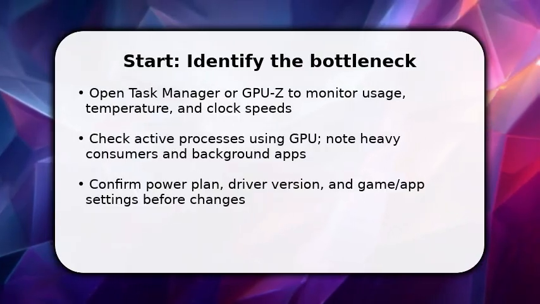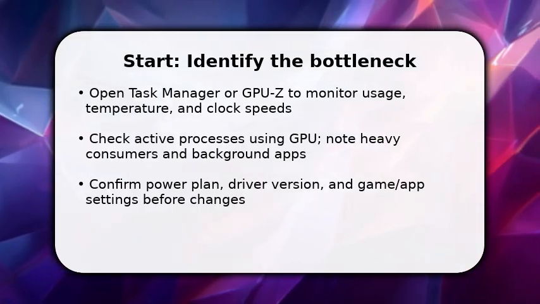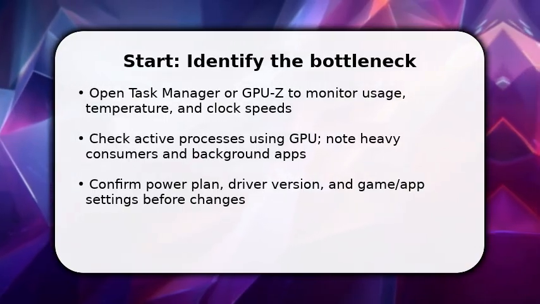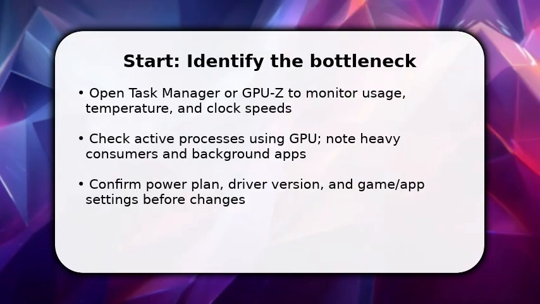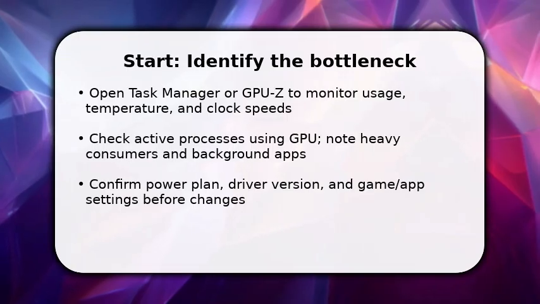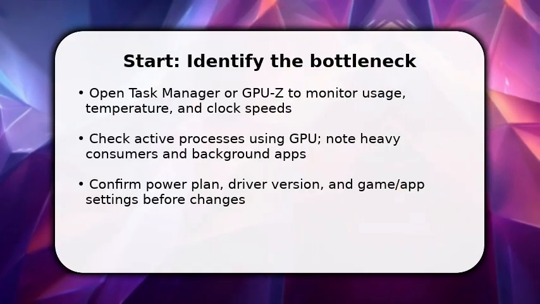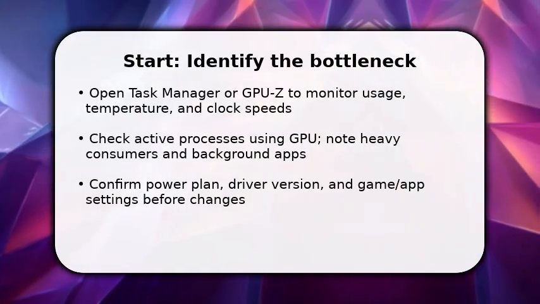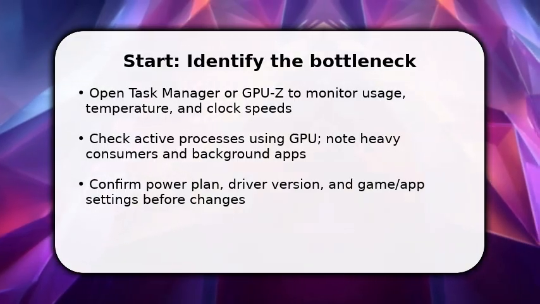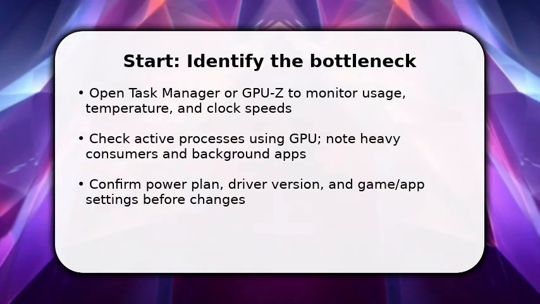You begin by finding the real bottleneck. Open Task Manager or GPU-Z and watch usage, clocks, and temperature in real time. Once you see which process is pegging the GPU, make sure to close non-essential background apps. This immediately frees cycles. Update the GPU driver if it's old, but don't restart yet. Set Windows Power Plan to high performance. These first actions stop guesswork and prepare the system for targeted adjustments that follow.